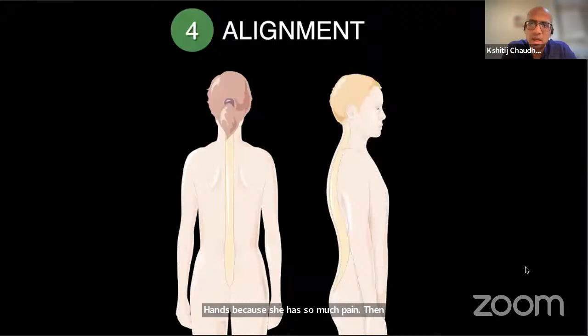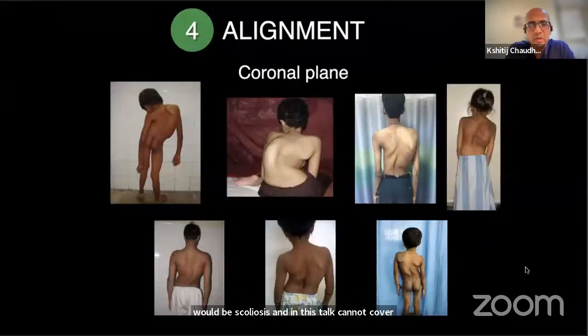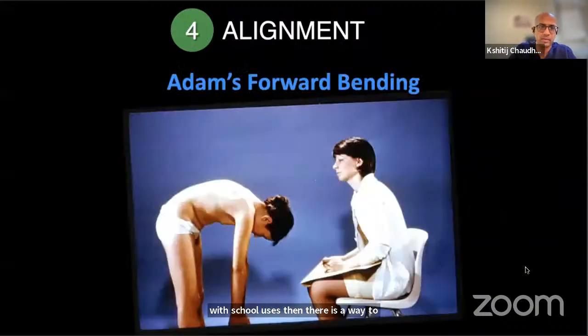Then coming to alignment. Alignment is easy. Spine is straight in the coronal plane and it has four curves in the sagittal plane. We all know that. Abnormalities in the coronal plane would be scoliosis, and this talk cannot cover the description of scoliosis. But if you have a patient with scoliosis, then there is a way to describe it, and that would be a coronal plane abnormality. Adams forward bending test is a quick test to screen patients for scoliosis, because the rotational component of that deformity is quickly seen even in small degrees of scoliosis.